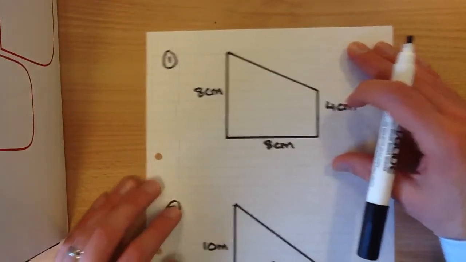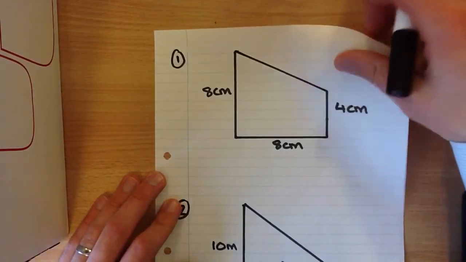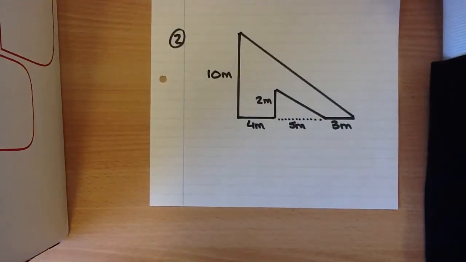So here are the questions for you to do. I'd like you to find the area of this compound shape, and then find the area of this compound shape.